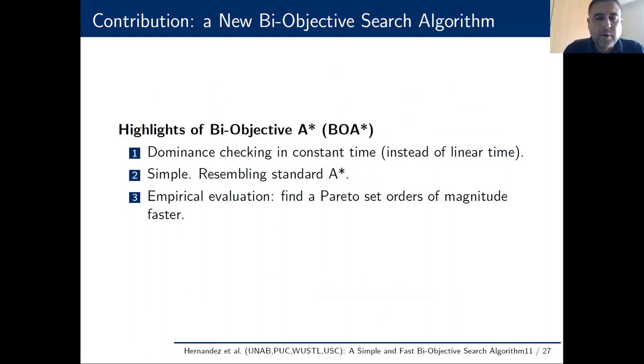What is our contribution? We present a new biobjective search algorithm. The main feature of this algorithm is that the dominance checking process is done in constant time instead of linear time. This feature represents the main characteristic of our algorithm. And this algorithm is simple and resembles standard A star. We find the Pareto set an order of magnitude faster than the other state-of-the-art algorithms.